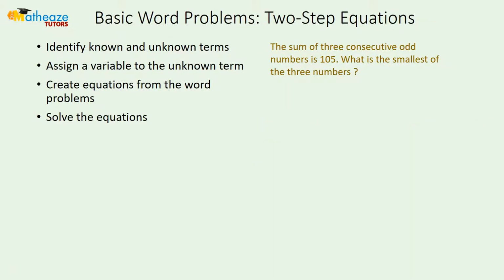Now let's take a look at two-step equations. In this question, we have: the sum of 3 consecutive odd numbers is 105. What is the smallest of the 3 numbers? So let's look at the series of consecutive odd numbers: 1, 3, 5. What we can see here is that the next number is the previous number plus 2, and then the next number, which is 5, is the previous number plus 2.